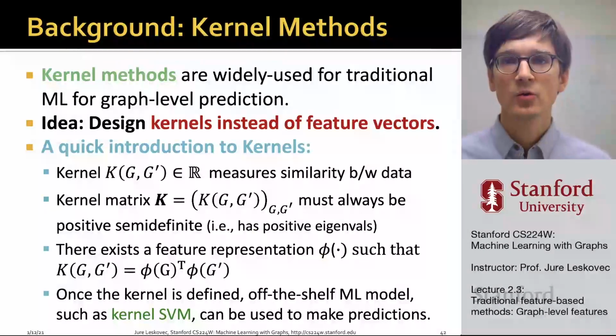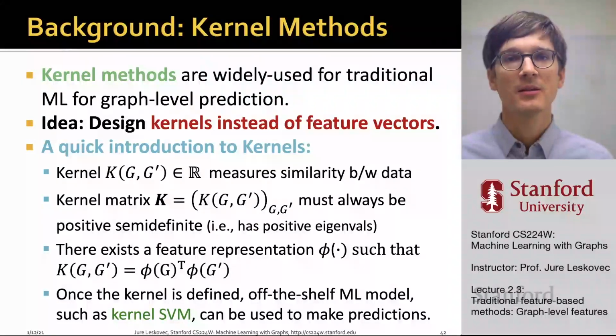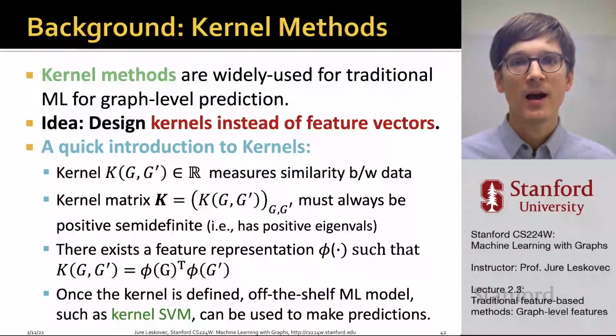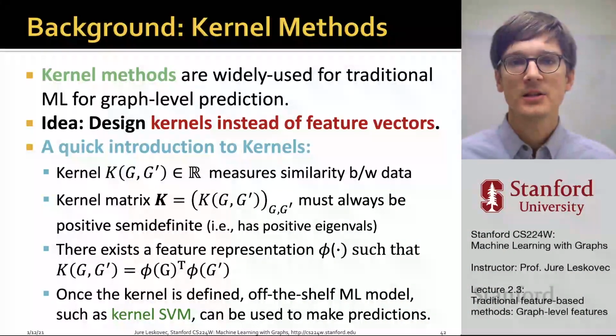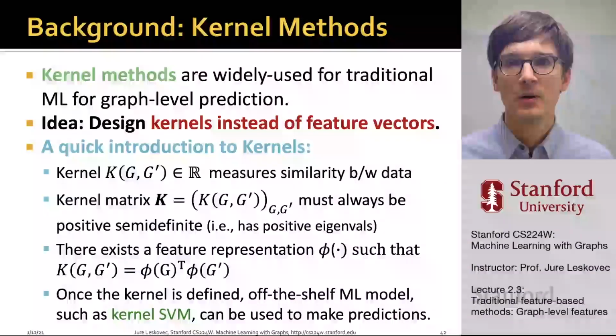And the way we are going to do this is we are going to use kernel methods. And kernel methods are widely used for traditional machine learning in graph level prediction. And the idea is to design a kernel rather than a feature vector. So let me tell you what a kernel is and give you a brief introduction.